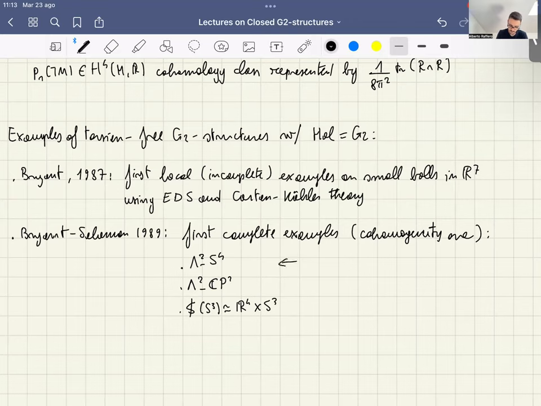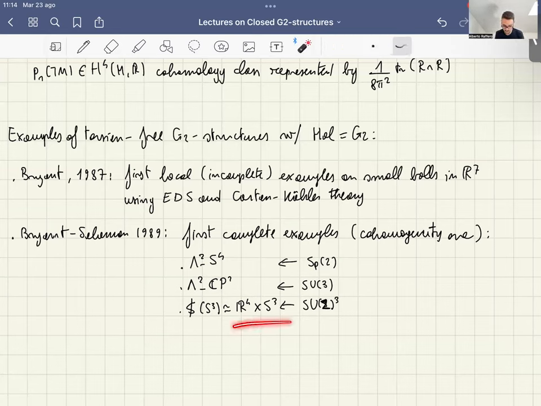In the first case, you have the group SP2 that acts with homogeneity one, so with principal orbits of codimension one in the manifold. And in this case, the principal orbits here are CP3s. In the second case, you have the group SU3, acting with homogeneity one, and the principal orbits are the flag manifolds SU3 over T2. And in this last case, you have the group SU2 cube, acting with homogeneity one, and in this case, the principal orbits are the product of two three spheres.